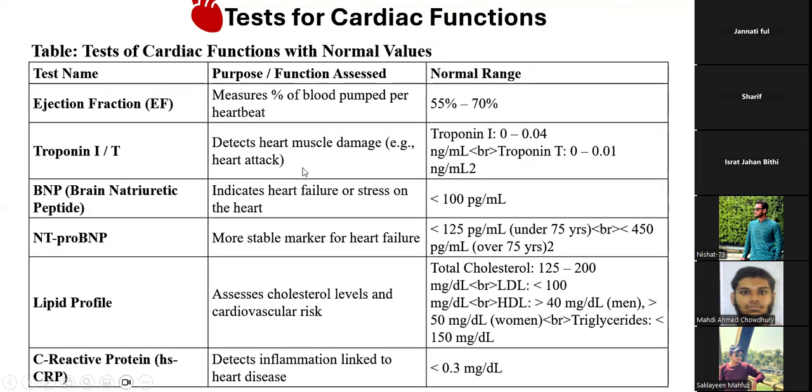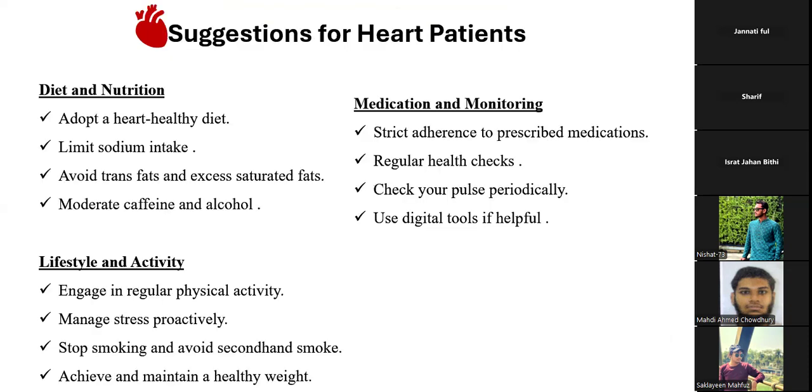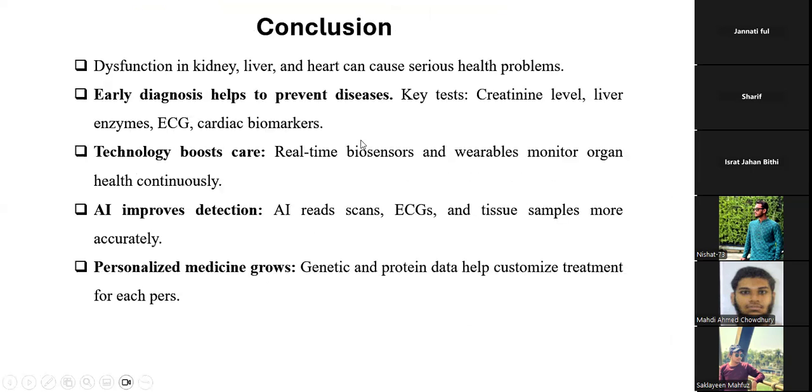Here are the common tests for heart dysfunction. First of all, ejection fraction, which measures the percentage of blood pumped per heartbeat. Troponin, brain natriuretic peptide, etc. Suggestions for heart patients: adopt a heart healthy diet, limit sodium intake, avoid trans fats, excess sugar, etc. Lifestyle and activity should also be modified, and medication and monitoring are needed.